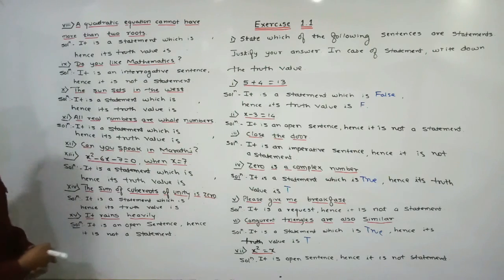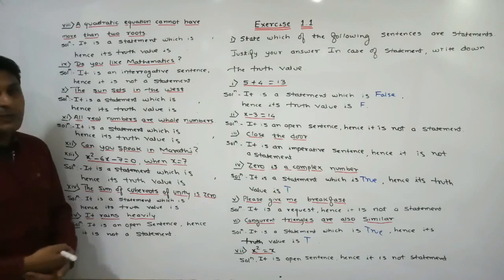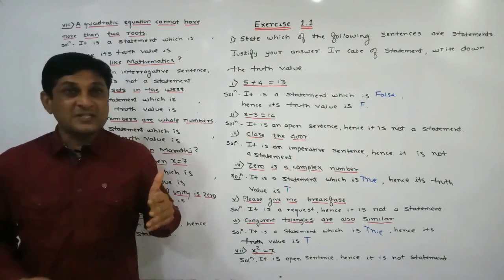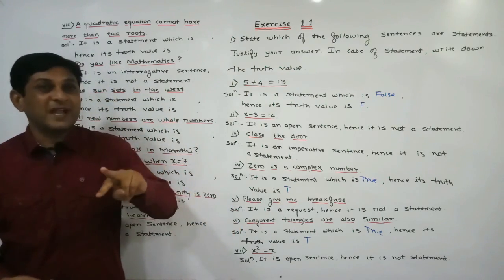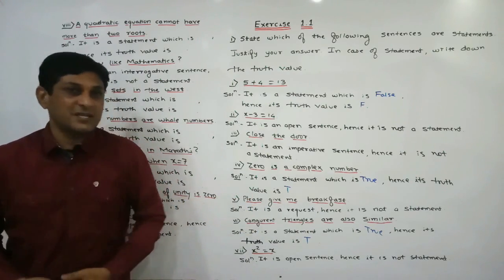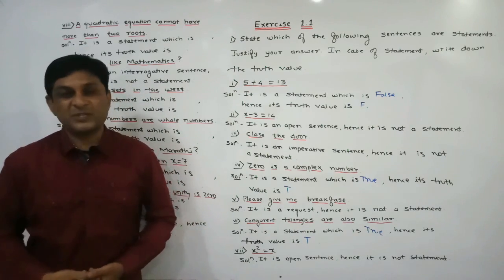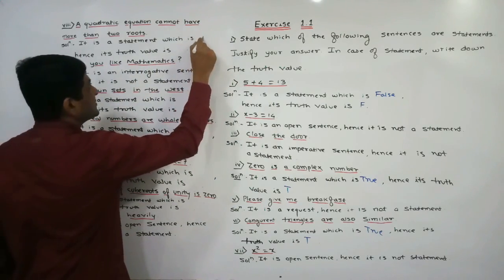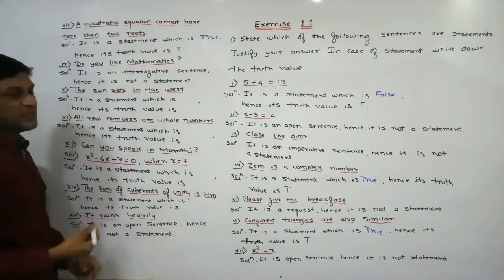Now see the next example. A quadratic equation cannot have more than 2 roots. Already we have studied quadratic equations, in which we have seen that a quadratic equation has at most 2 roots. Sometimes the roots come out equal, and in that case we can say the roots are equal. So a quadratic equation has at most 2 roots, means it cannot have more than 2 roots. So it is a statement which is true, and since it is true, its truth value is capital T.